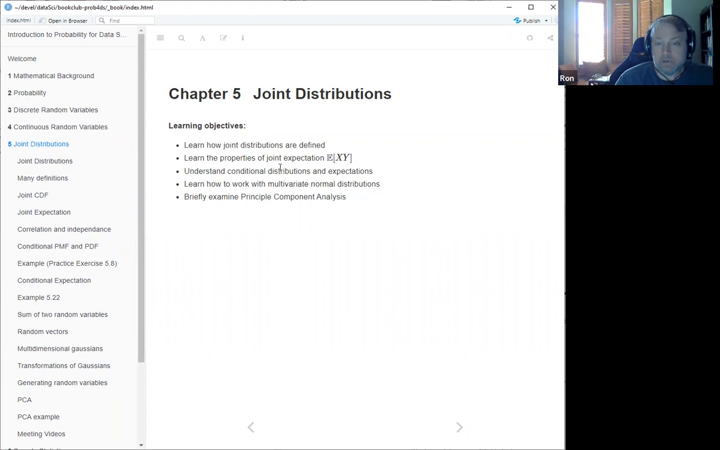And then we're going to look at conditional distributions and expectations. We know about conditional probability, but now we're going to talk about conditional distributions and conditional expectations, which are a very important tool for doing a lot of problems in data science, certainly. And one of the most important examples is the multivariate normal distribution, which comes up pretty much everywhere. We approximate a lot of things by multivariate normal distributions, so it's useful to understand those in some detail as well.